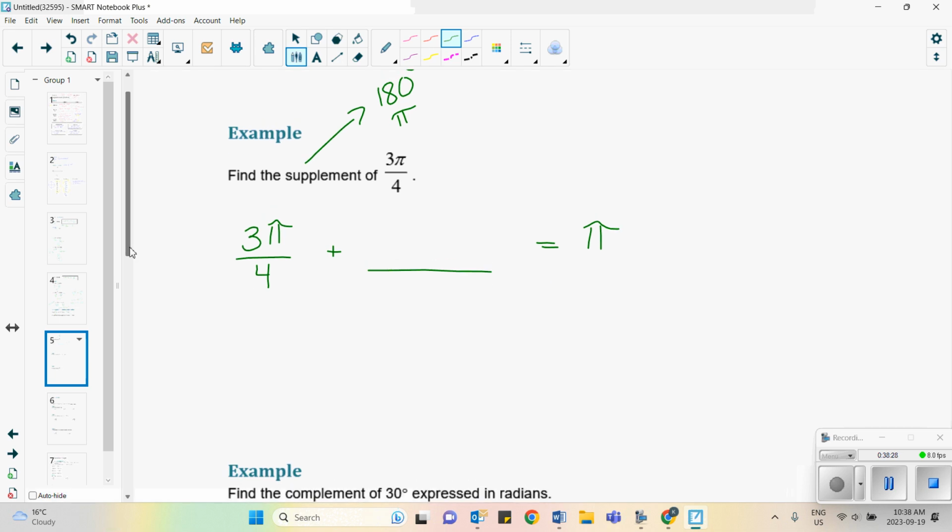Okay, did you guys figure this out? Would it be helpful if you did this? Would that be helpful? Because what's 4 divided by 4? 1. So I got common denominators here. So what do I have to add to 3 pi over 4 to get it to 4 pi over 4? Pi over 4.